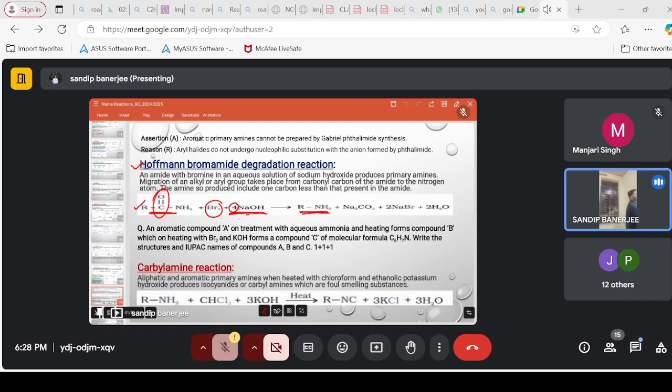So this is important for 1-degree amine synthesis and also for the step down process. So you can follow this question. This question is taken from the Sadhana program. You can go through it.